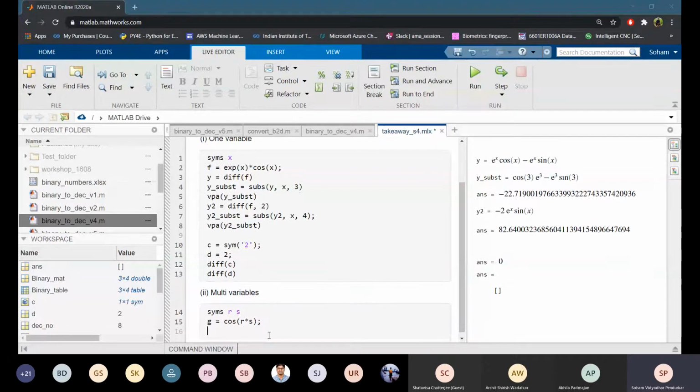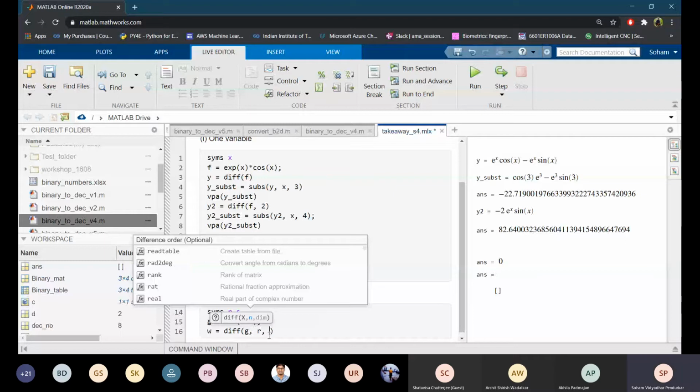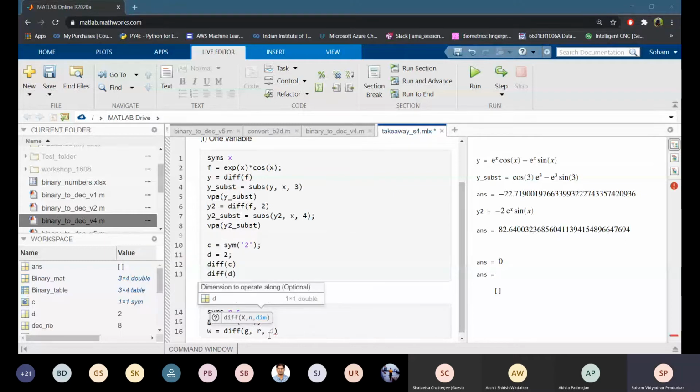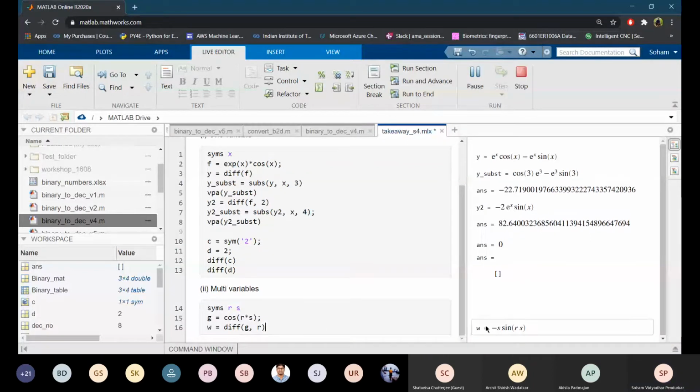Now again, you differentiate w is equal to diff g. Now you have to specify which variable you want to differentiate with. So now I'm saying that I want to differentiate this with respect to r only, and double differentiate, or let's say don't double differentiate right now. So this is the differentiation. Now let's see what happens. See, it differentiated with respect to r and gave us this value.